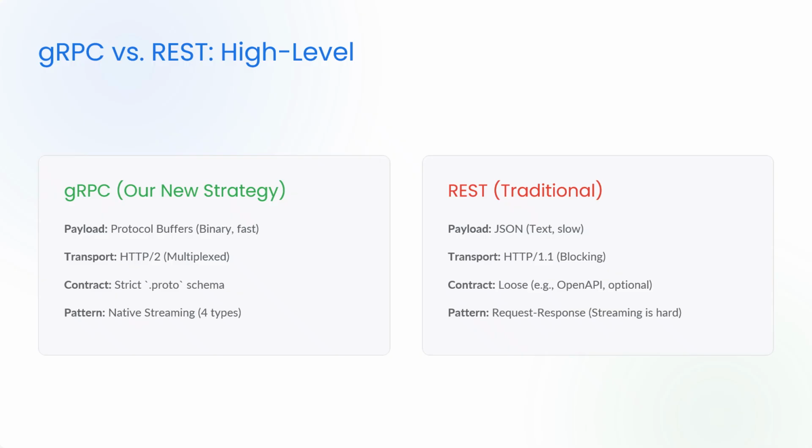Let's compare the modern gRPC and the traditional REST framework. Here's a simple comparison. gRPC uses binary protobufs which are smaller and faster than JSON. gRPC uses HTTP2 instead of HTTP 1.1. It enforces a strict .proto contract, improving the reliability, and it provides native streaming. Meanwhile, REST is text-based, loosely structured, and not built for real-time communication.